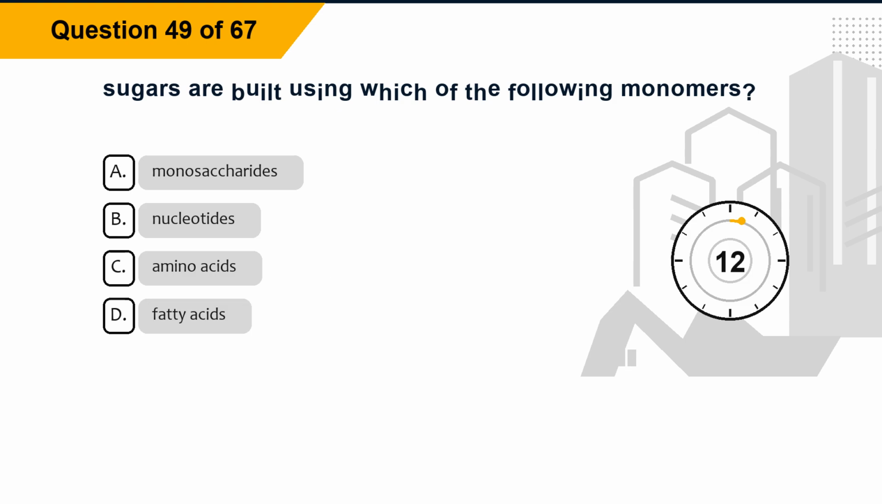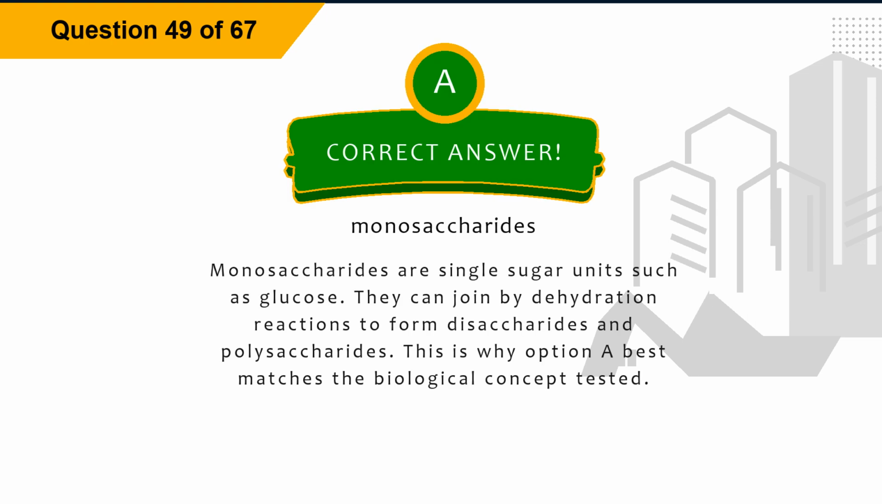Question 49. Sugars are built using which of the following monomers? Option A, monosaccharides. Option B, nucleotides. Option C, amino acids. Option D, fatty acids. The correct answer is option A, monosaccharides. Explanation. Monosaccharides are single sugar units such as glucose. They can join by dehydration reactions to form disaccharides and polysaccharides. This is why option A best matches the biological concept tested.